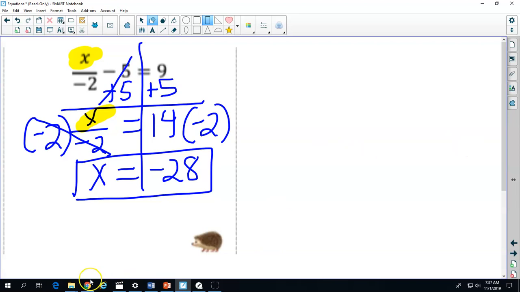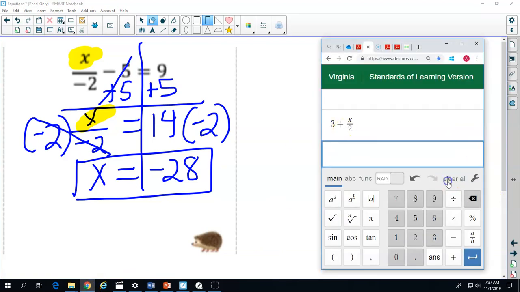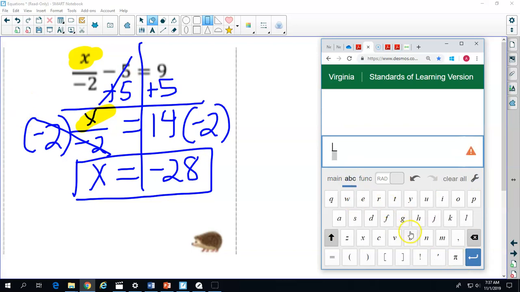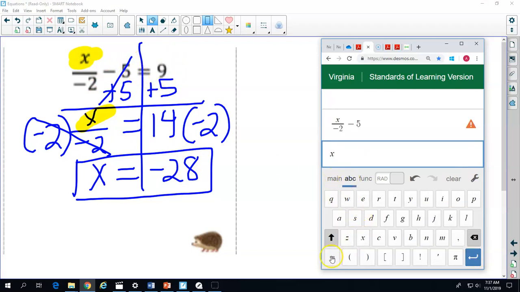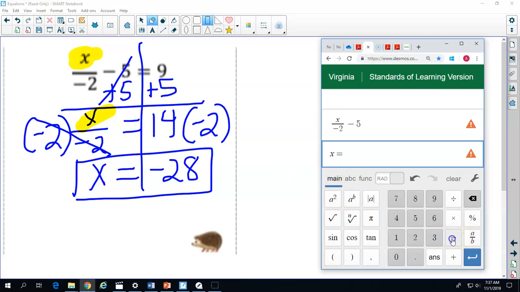And I can go into my Desmos, clear it, and I'm going to put x divided by negative 2 minus 5. Okay, so I'm going to see if what I got for x will give me 9, which is what it's equal to. So I'm going to tell Desmos, hey, x is equal to negative 28. And we got the 9, so it checks.